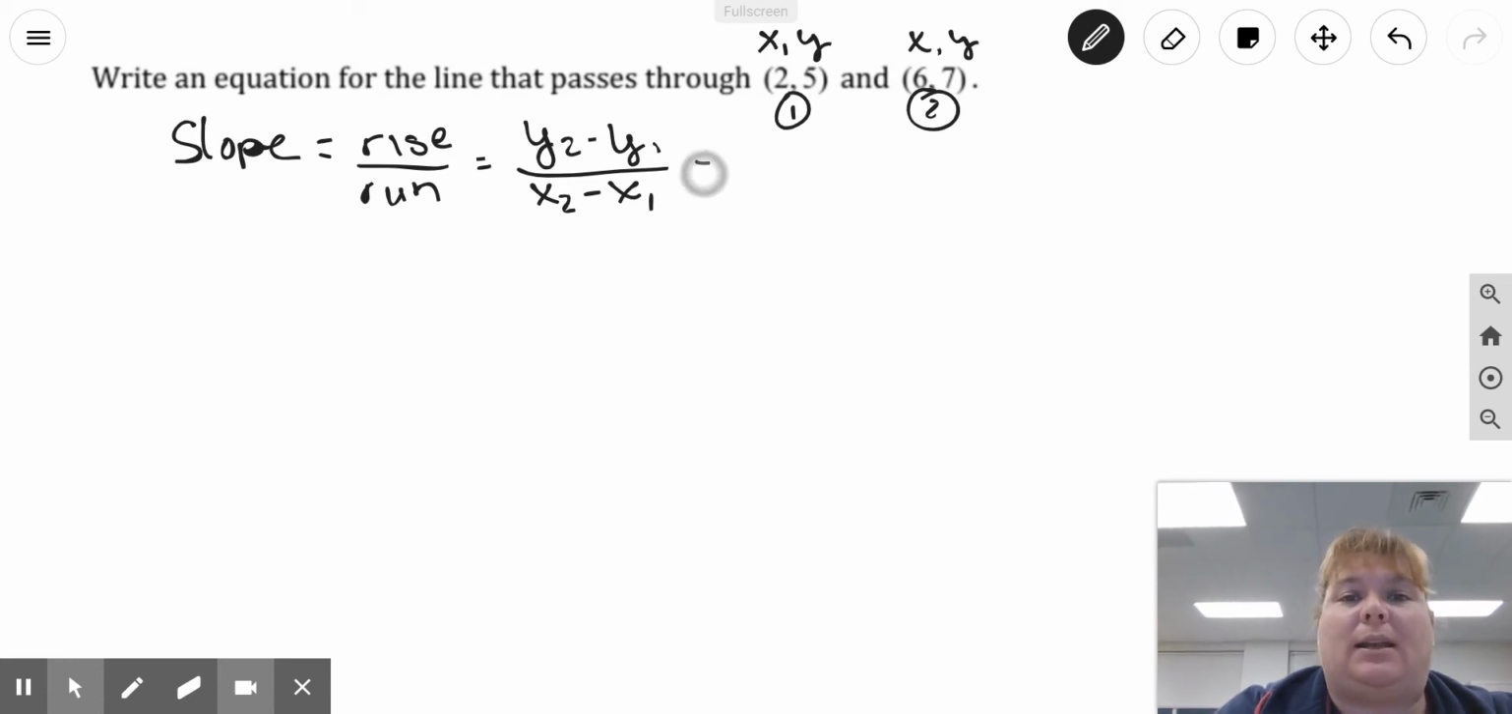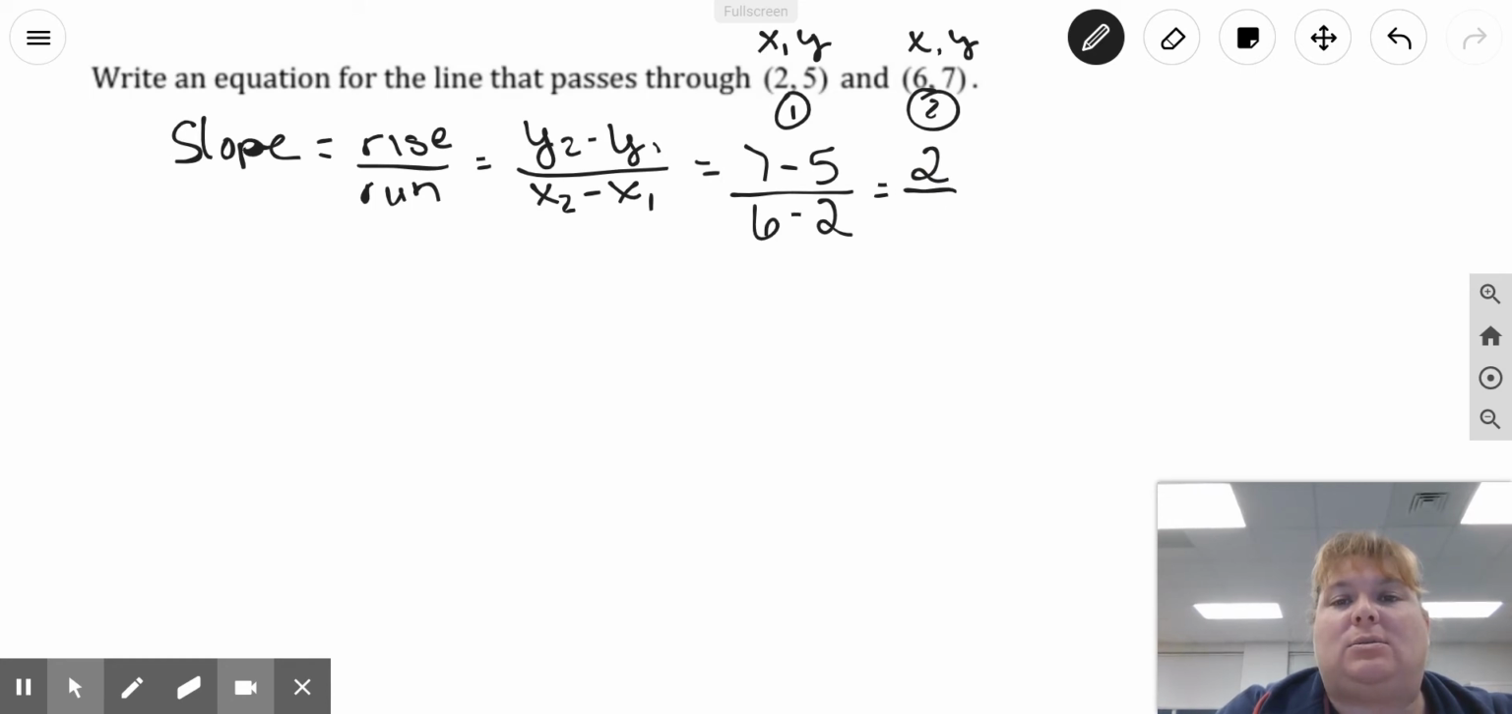So we'll take our y number, which is 7, and subtract 5. And we're going to divide that by taking our second x number and subtracting the first x number. So when we do that, we have 7 minus 5. And so 7 minus 5 is 2. And 6 minus 2 is 4.